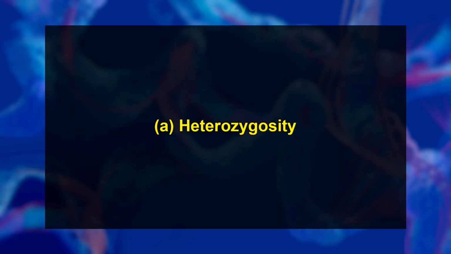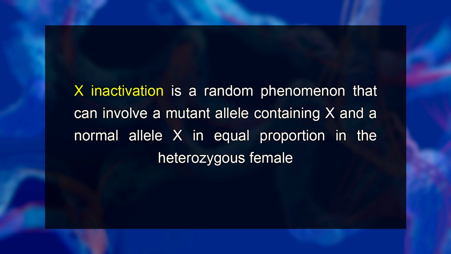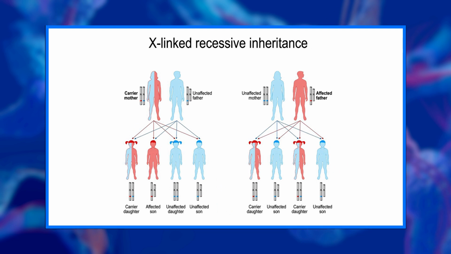Dear students, let's now discuss heterozygosity. X inactivation is a random phenomenon that can involve an X with a mutant allele and an X with a normal allele in equal proportions in the heterozygous female. It is possible that the active X chromosome in the majority of the cells of a heterozygous female is the one having a mutant allele, that is skewed X inactivation, leading to disorder expression. This has been the case in Duchenne muscular dystrophy and hemophilia A.